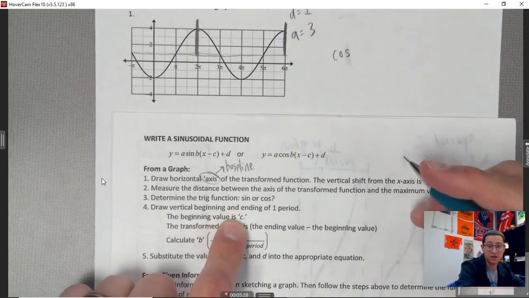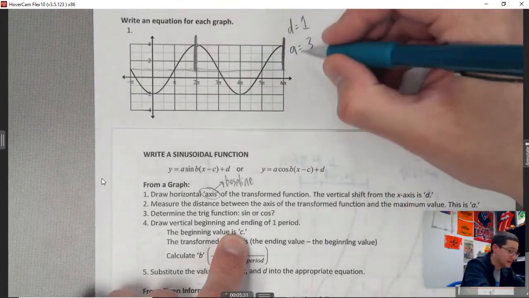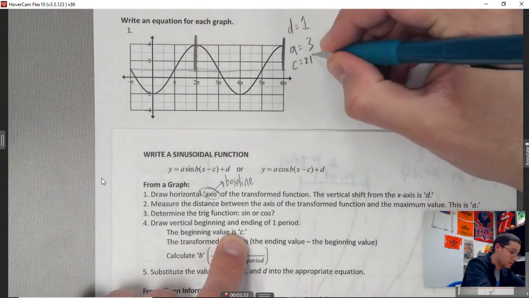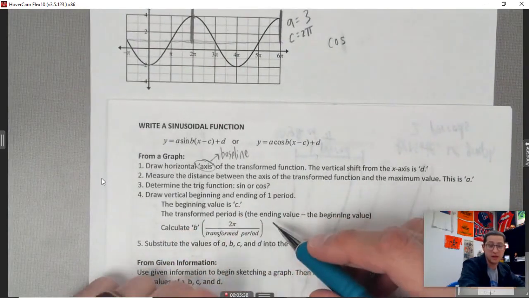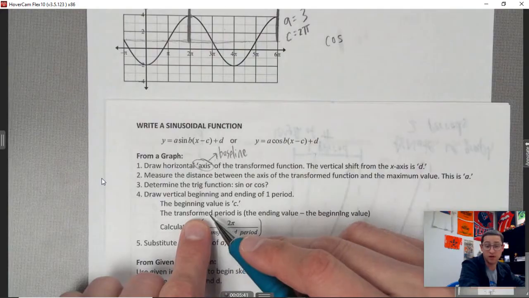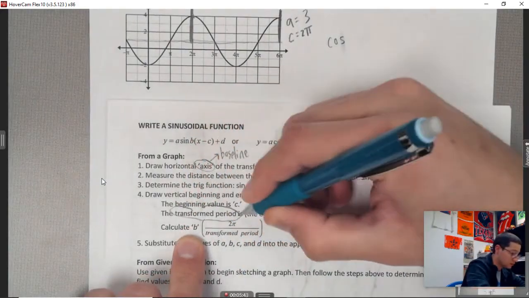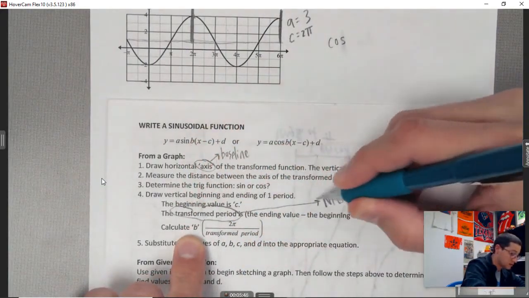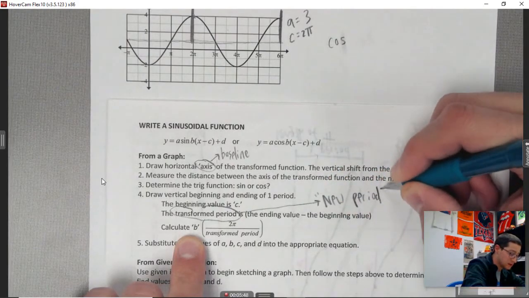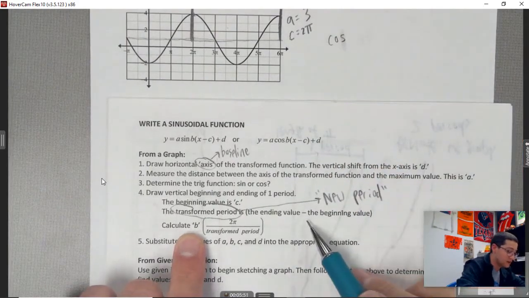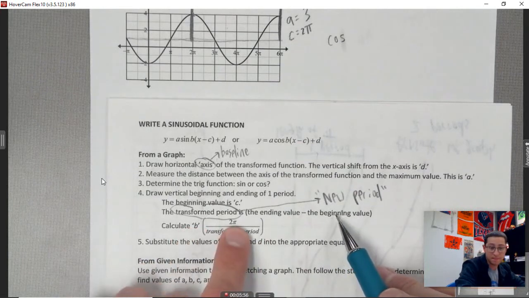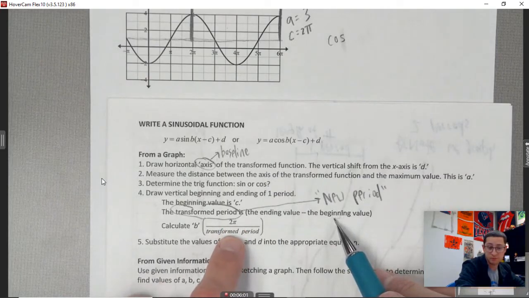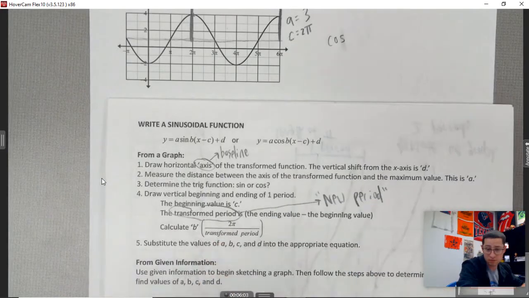Got it. The beginning value is C. So beginning value, and now we have a C value. So I'm going to write it down. 2 pi. The transformed period also could be considered the new period. That's what we've been referring to as the new period as well, so that's the same thing there. It is the ending value minus the beginning value. So calculate your B from there. You're going to take 2 pi and get the transformed period. That's what the whole thing would be equal to.